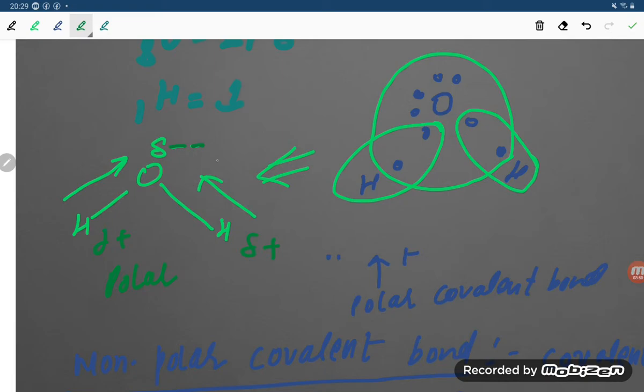Polar means different electronegativity. Covalent means sharing of electrons. So polar covalent. This is our required answer, students.